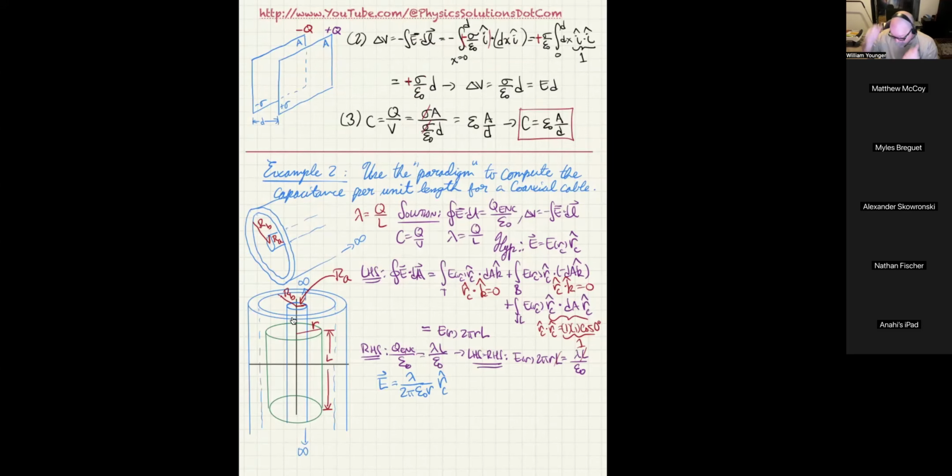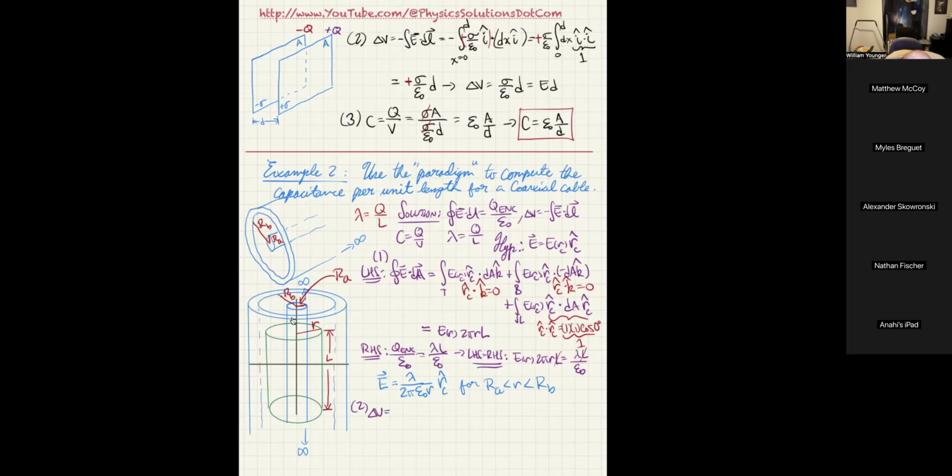So now I've got the electric field, and that's the electric field technically for R, well, actually, I should say for R_A less than R less than R_B. So in other words, for the distance between them. Now I'm going to calculate delta V. This would be step 2. So right here was step 1. Now I'm going to do step 2.